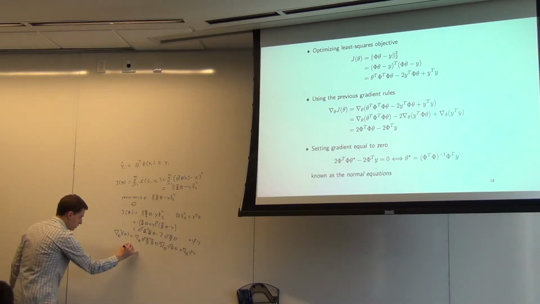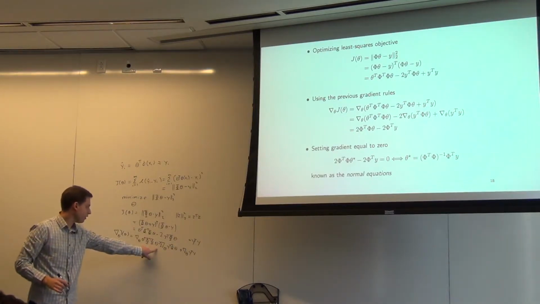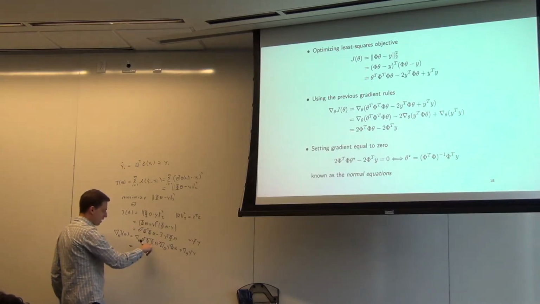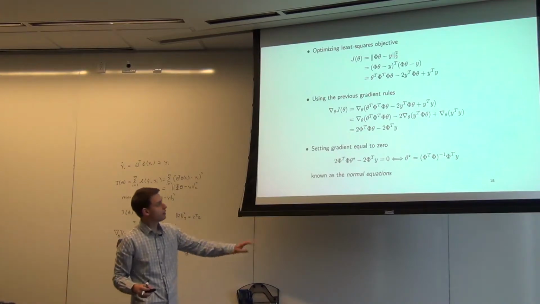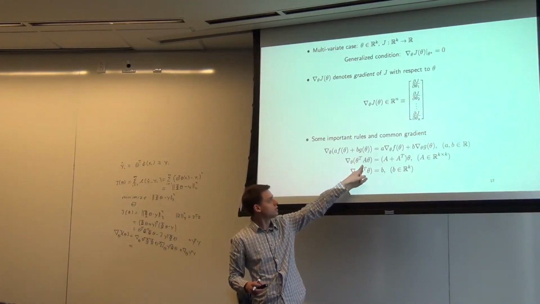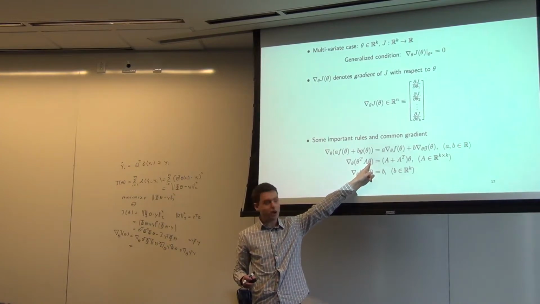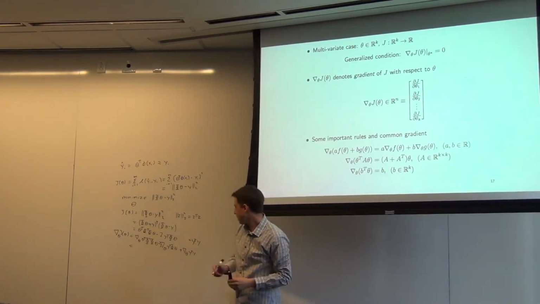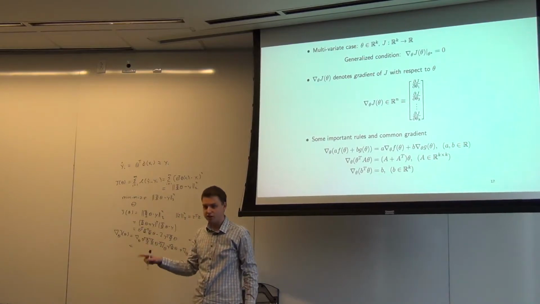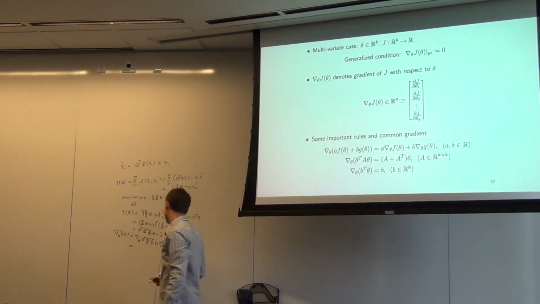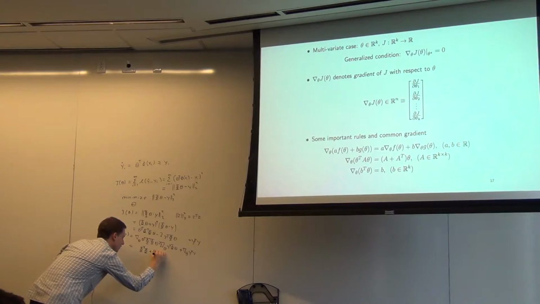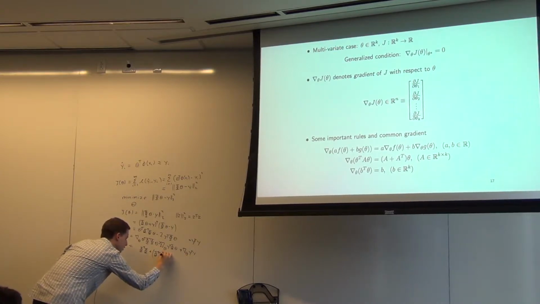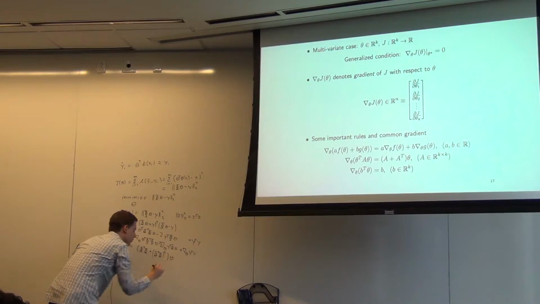Okay, so let's now just use our rules. This term here is theta transpose something transpose times theta, which, if you look back at our rules, is just in this form. So the gradient there is going to be this matrix A plus A transpose times theta. So it'll be this thing, phi transpose phi plus phi transpose phi transpose, all times theta.